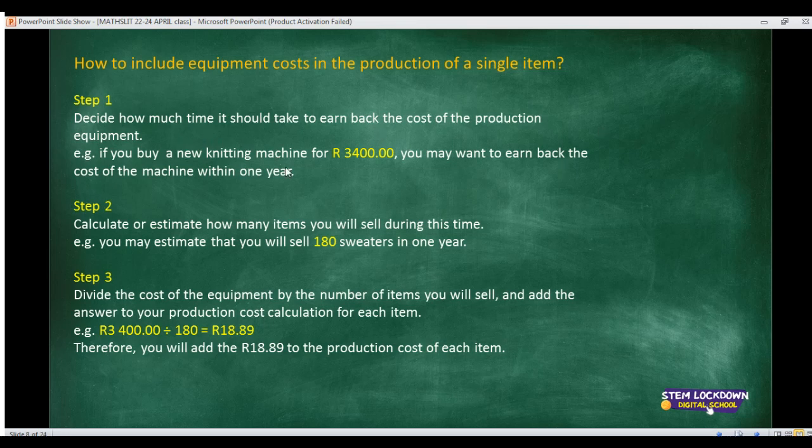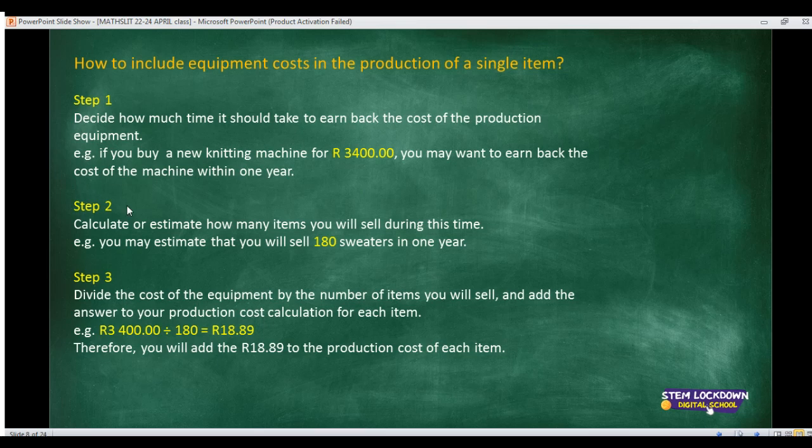So you will need to decide how much time it should take to earn back that cost of the production equipment. So each business is different. Different businesses will set different time frames for when they want to earn back the money it cost them for that particular equipment. So this example here is based on you have bought a knitting machine which cost you 3,400 rands, and now you want to earn back the cost of that machine within 1 year. So you want to get back the 3,400 rands you spent on the knitting machine within 1 year. In the beginning, you buy it with probably your own money, but you need to earn it back somehow in the business by 1 year.